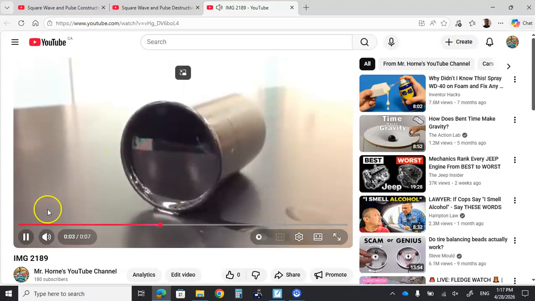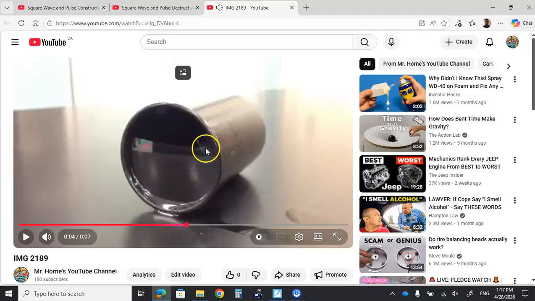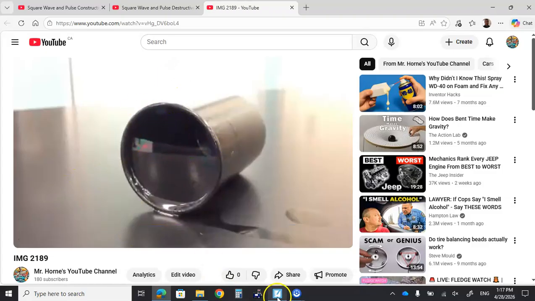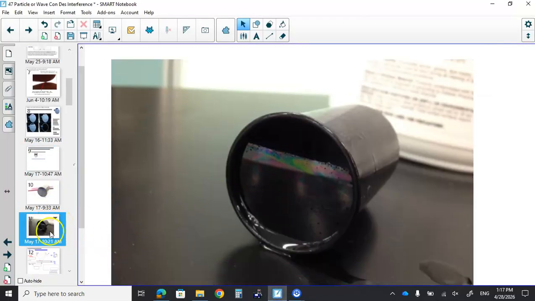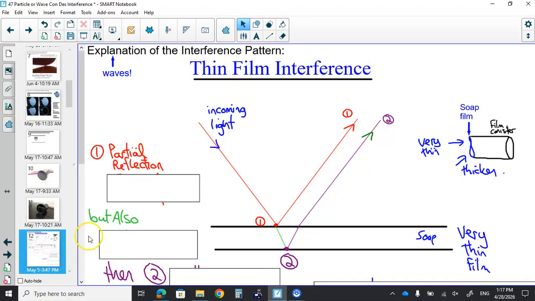Because there's a line there where the soap film is thick enough that you can see it. Here it's thin enough that you can't see it. And again, we're going to analyze why and how that works. There's a picture of it. All right, so this is the thin film interference, okay?